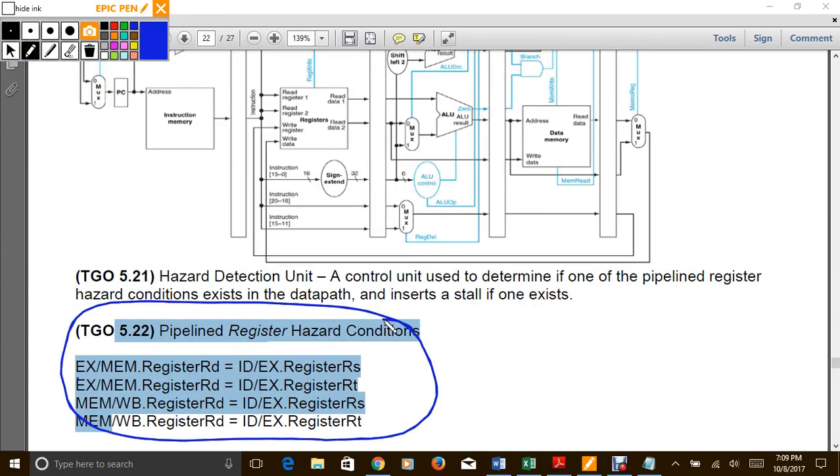So what does this mean? EX/MEM register destination equals ID/EX register source. So what's going to happen here is you have the value between execution coming out here, and RD is the result I'm going to write to. So this is some R-type instruction. So what I'm going to do is bring it here, and it's RS, and I'm going to compare these values. I'm going to have some sort of control signal there. Same thing, I'm going to bring this over here and compare it to RT, which is the value coming out of read data 2.